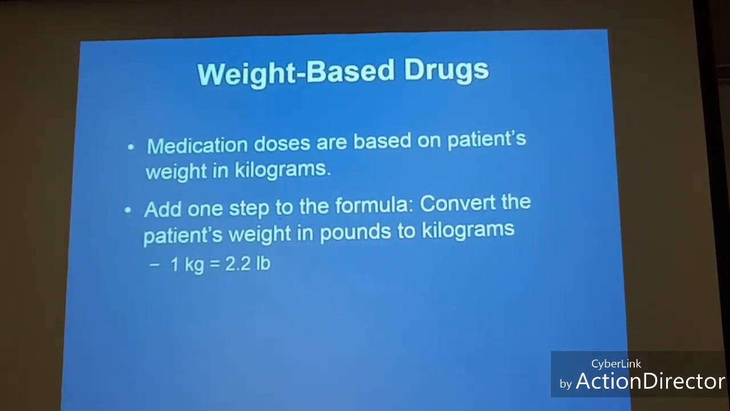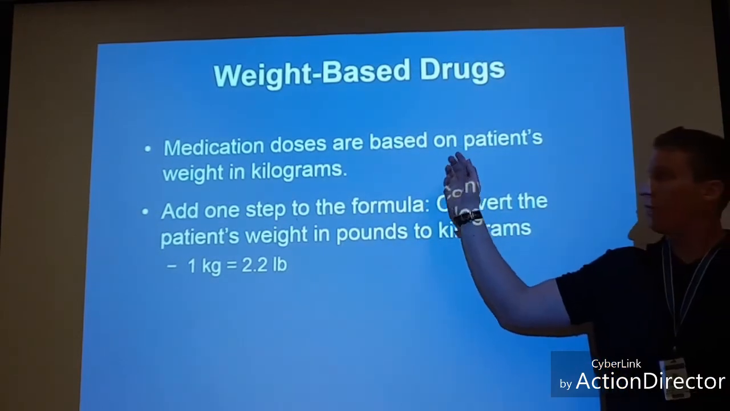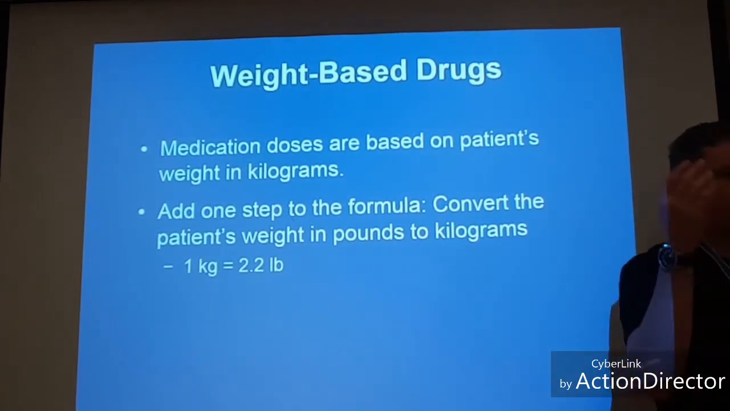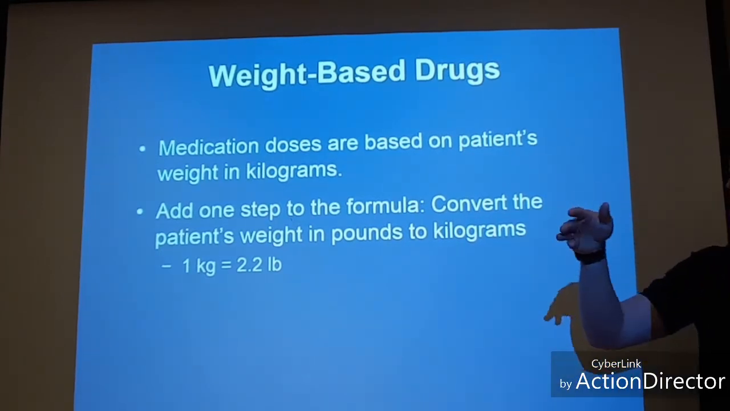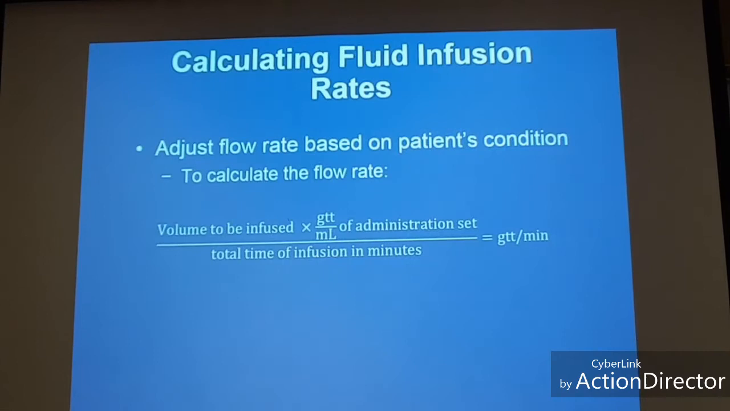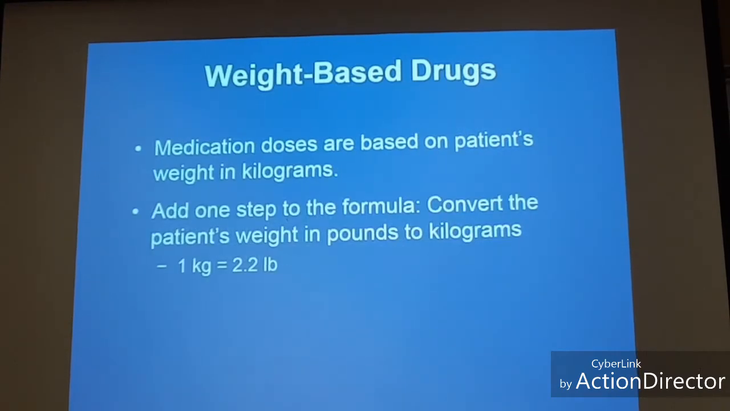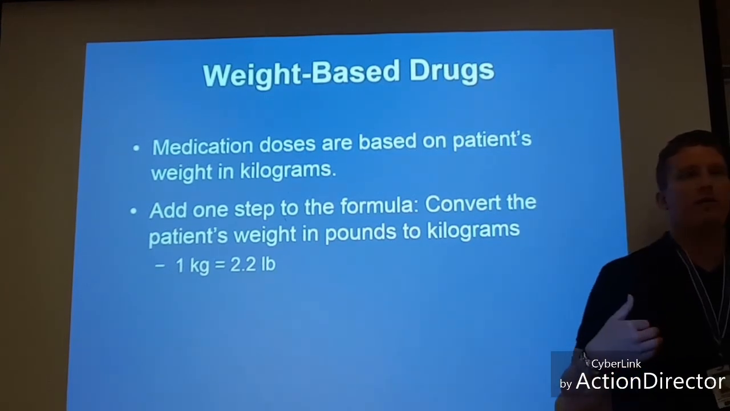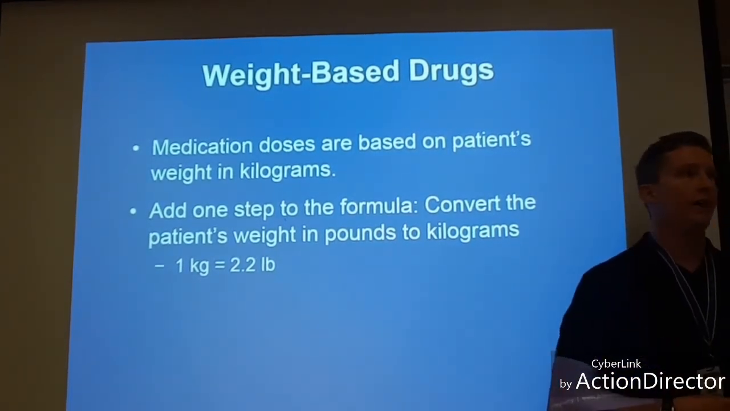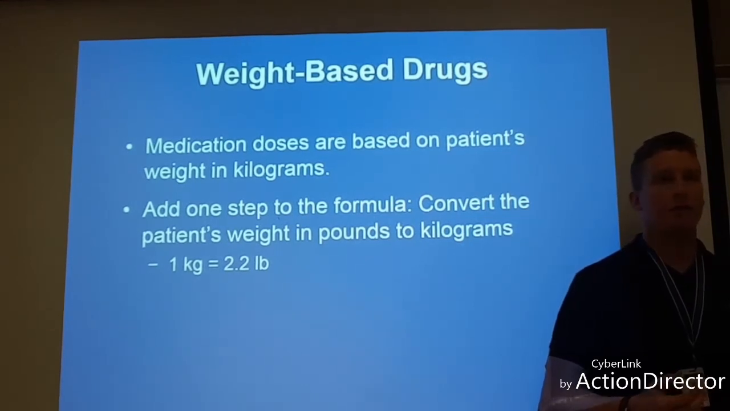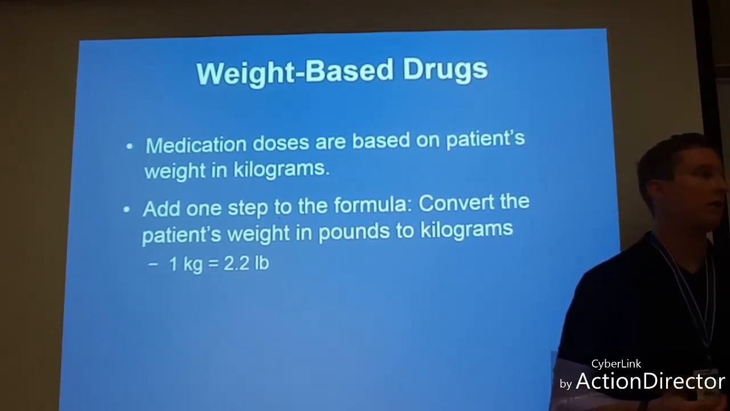We just talked about weight-based, right? Some meds are weight-based in kilos, so we just have to add an extra step. We have to do the milligrams times the kilos. We just have to do the weight first. And that's why we make the weight make sense for us. Like, I weigh 205 pounds, and moving that into kilos is going to be like 93 kilos. Well, 93 times something is a lot harder than 90 times something, right?